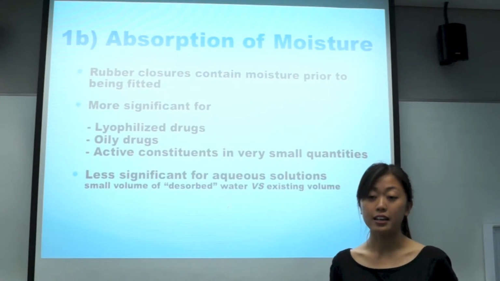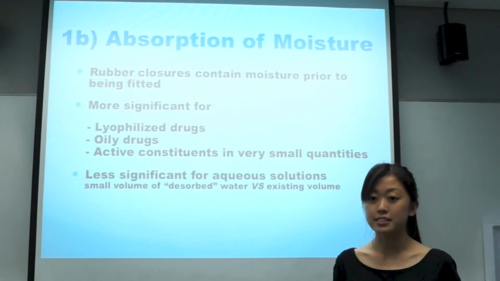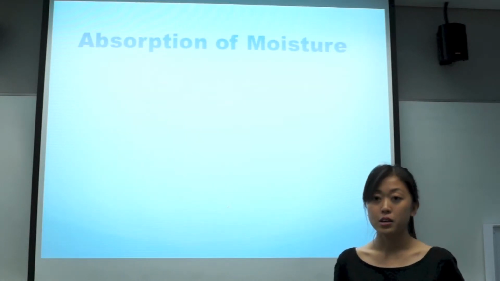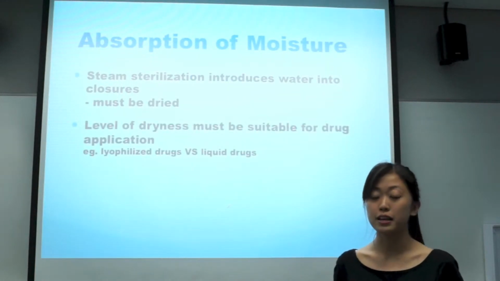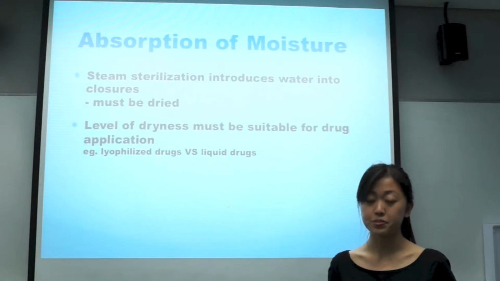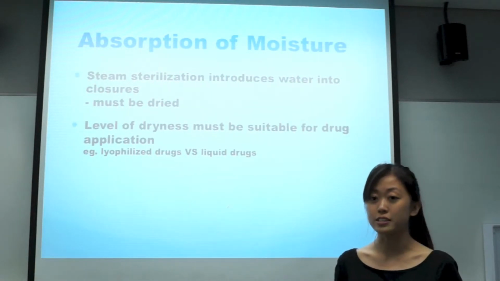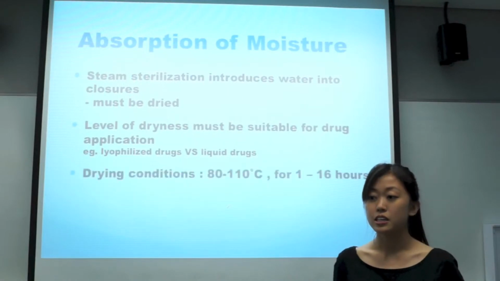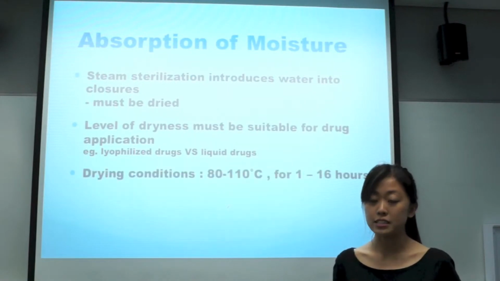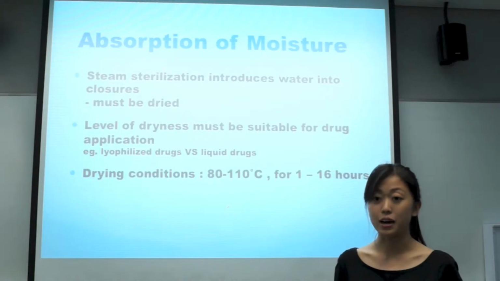Aqueous solutions, however, are less affected as the quantity of water that enters the solution is very small compared to the existing volume. Before fitting, rubber closures undergo steam sterilization, which introduces a significant quantity of water into the closures. The rubber closures must then be dried to a level suitable for drug application. For example, rubber closures for vials containing lyophilized drugs should have a lower residual water content than those for aqueous drugs. In the industrial setting, the closures are typically dried between 80 to 110 degrees Celsius for 1 to 16 hours.